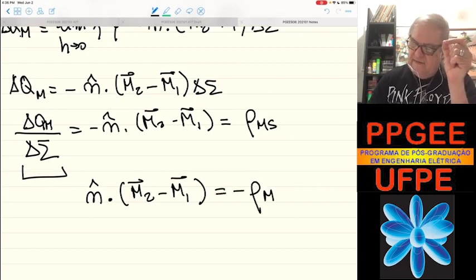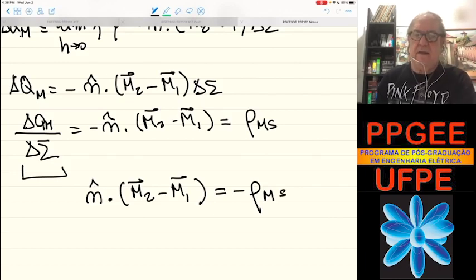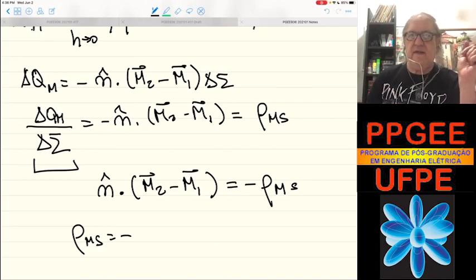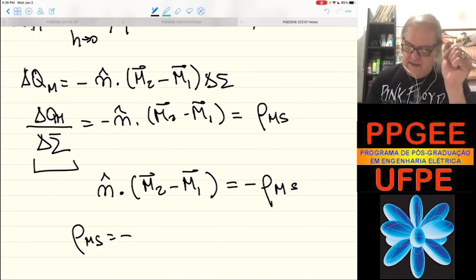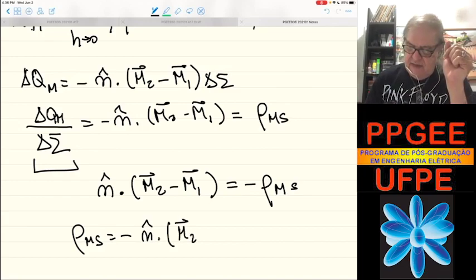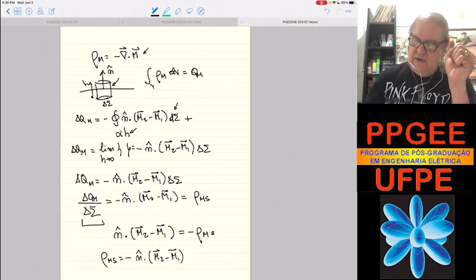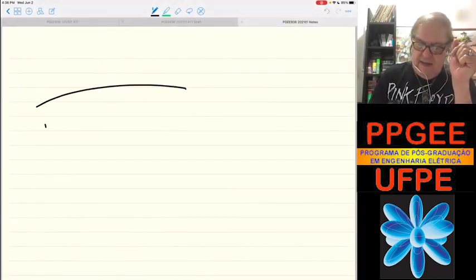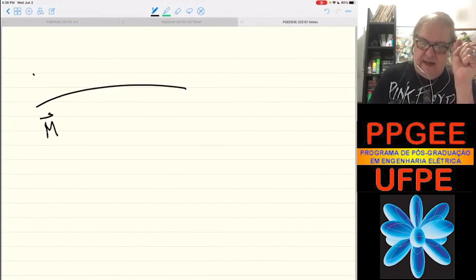Rho ms, in fact. Or if there's a discontinuity, it means that you have a residual magnetic surface charge density given by minus n dot (m2 minus m1). I'm doing this because I want to show you what happens when you have simply a magnetic medium and vacuum outside.